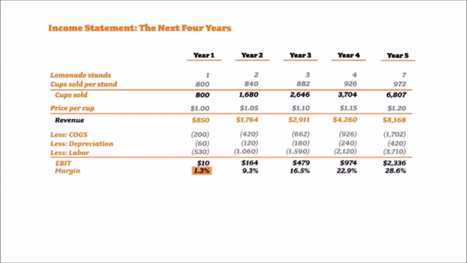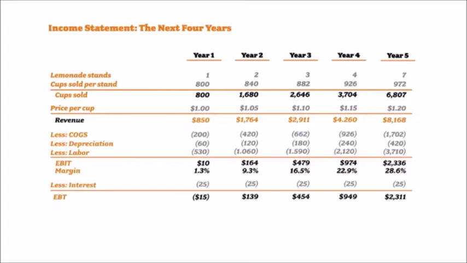But by year 5, the business is actually doing pretty well. We went from a 1.3% margin to over a 28% margin. So the business is now up to scale. We're starting to cover some of our costs. We're growing. We're still paying $25 a year in interest for our loan. And we have earnings before taxes after interest of $2,300 by the end of year 5. So we put $500 into the business, we borrowed $250, and by year 5, we're making a profit of $2,300.